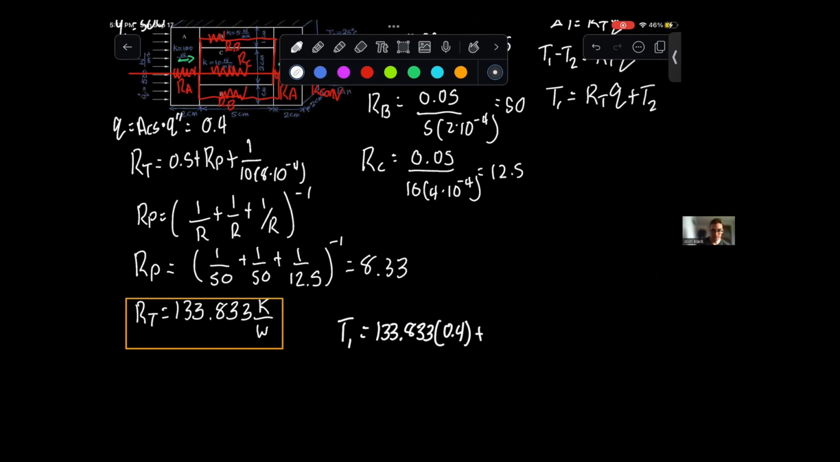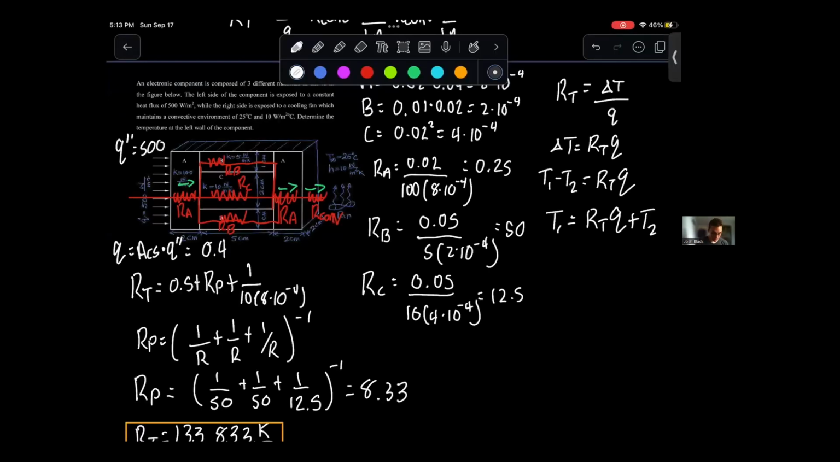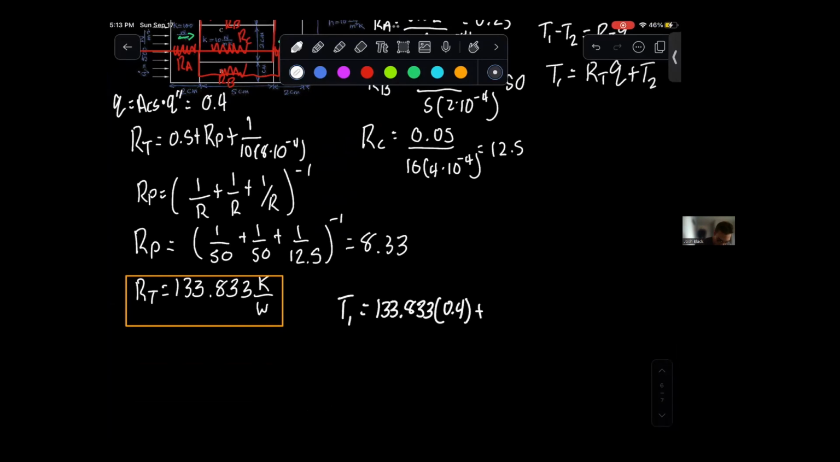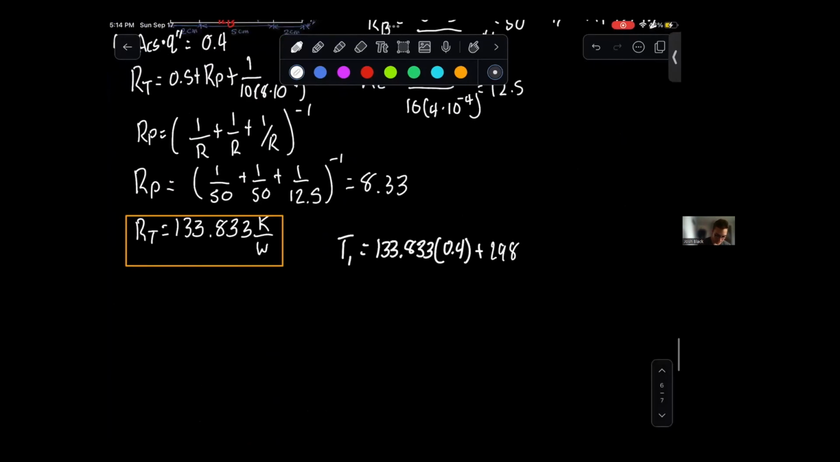T2 we know is going to be 25 degrees C or 298, not 100. I was thinking of the other question. And that's going to be equal to 351.5 Kelvin or 78.53 degrees C. That's the final answer.